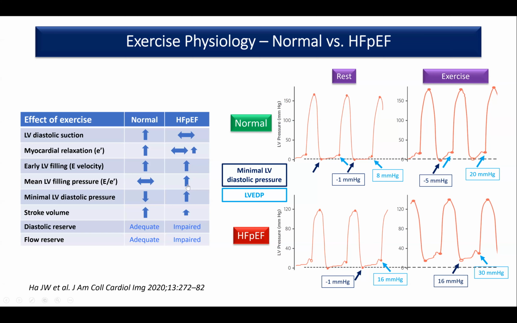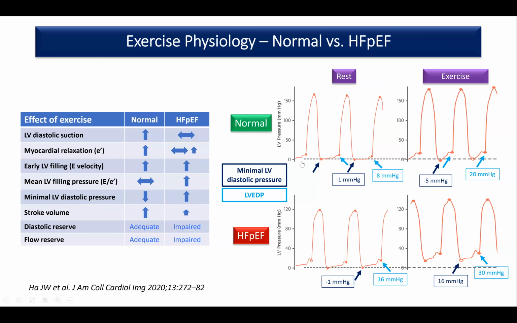What happens in patients who have HFpEF with exercise? The E velocity goes up. The E prime stays the same or goes up a bit. So the E/E prime ratio goes up with exercise. Okay. Now, the other concept important to know is there's something called the minimal LV diastolic pressure.